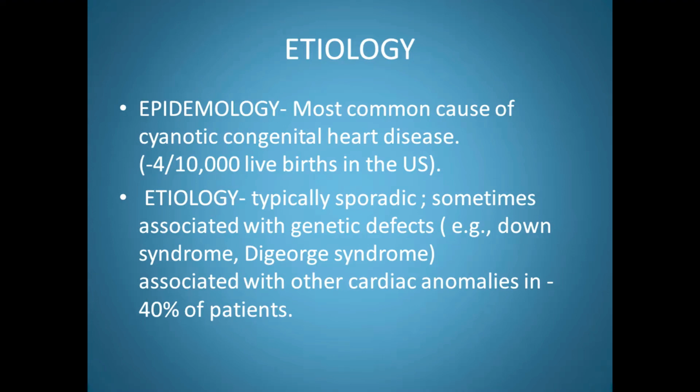Tetralogy of Fallot is the most common cause of cyanotic congenital heart disease, almost 4 in 10,000 live births in the US. The etiology is typically sporadic, sometimes associated with genetic defects like Down syndrome or DiGeorge syndrome. It is also associated with other cardiac anomalies in 40% of patients.